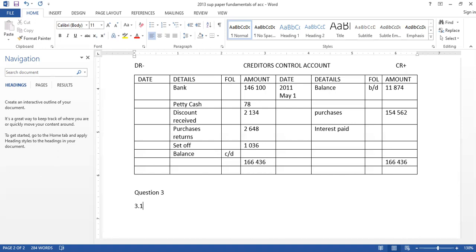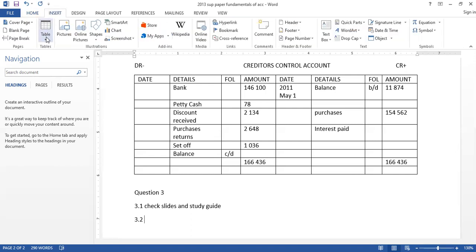And then we go to 3.2. For 3.1, check the slides and study guide. For 3.2, you are asked to make the necessary adjustments in the creditor's ledger account. So we are going to draw up our creditor's ledger account and do all the adjustments there. We draw up an adjusted creditor's ledger account.